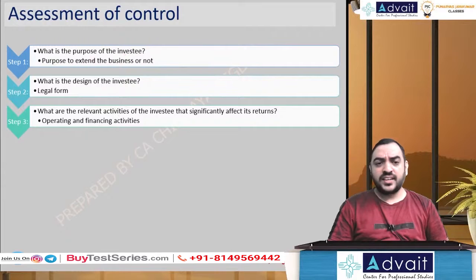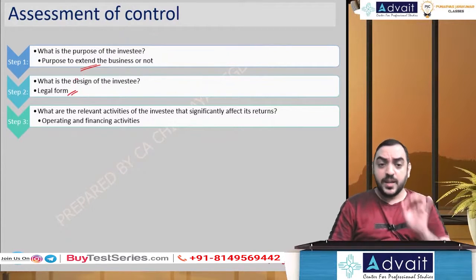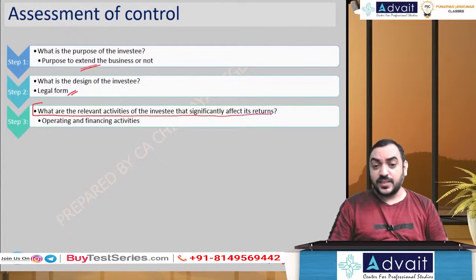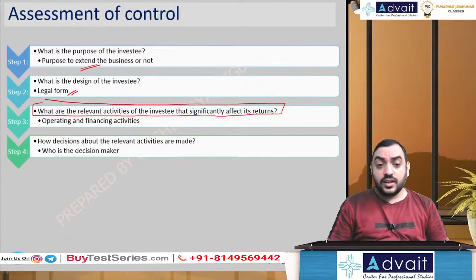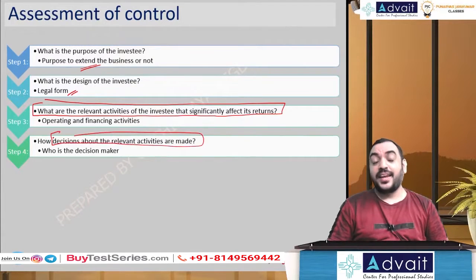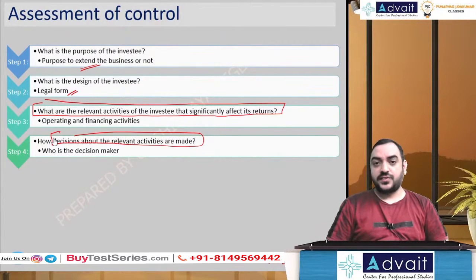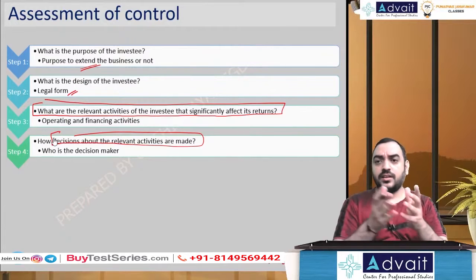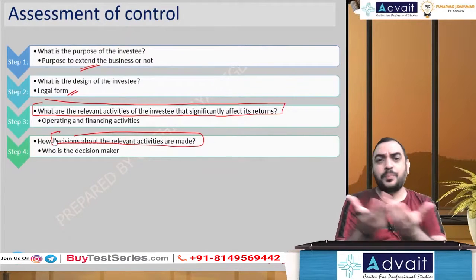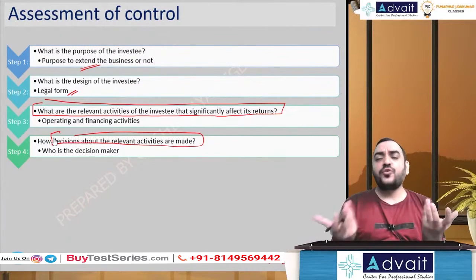Of course, you look at the purpose and design of this entity. What is the purpose of forming this company? What is the legal structure of this company? That is there, but more importantly, this point: what are the relevant activities of the investee that significantly affect its returns, and how are the decisions about the relevant activities made? So for the entity to perform, or to survive, it has to do its business, like manufacturing, construction or producing goods, or let's say construction materials, paints, chemicals. They have to do a lot of industry.